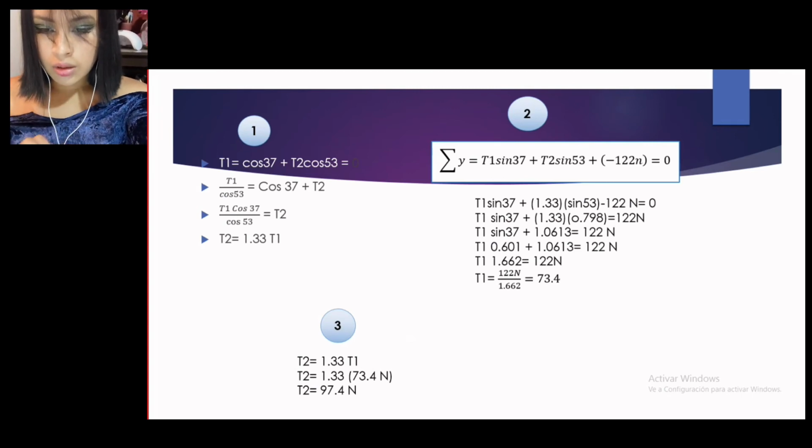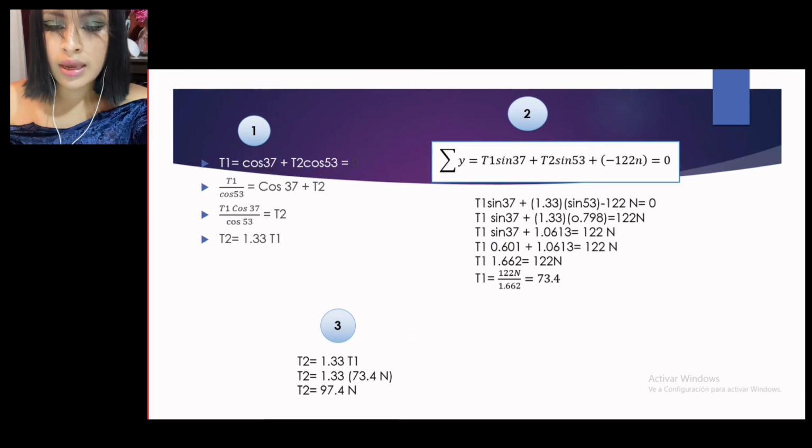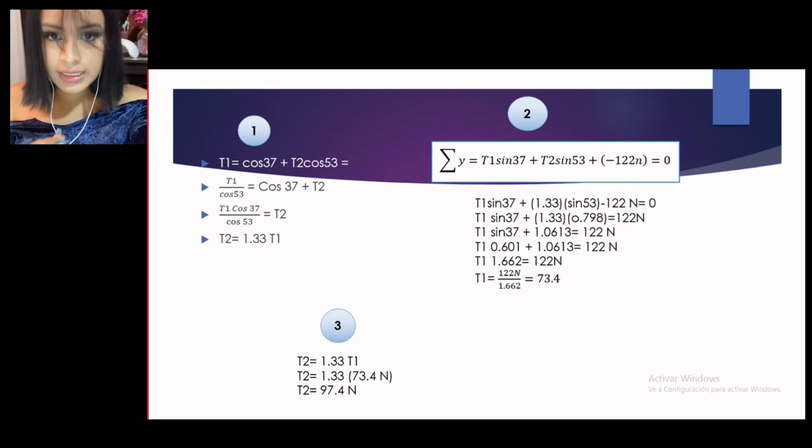The result of this is 0.601, and we do the sum, and the result is 1.662 equal 122. We have to clear T2, and we divide and do the operation, and it equals 73.4. In the last step, we have the result in T1.